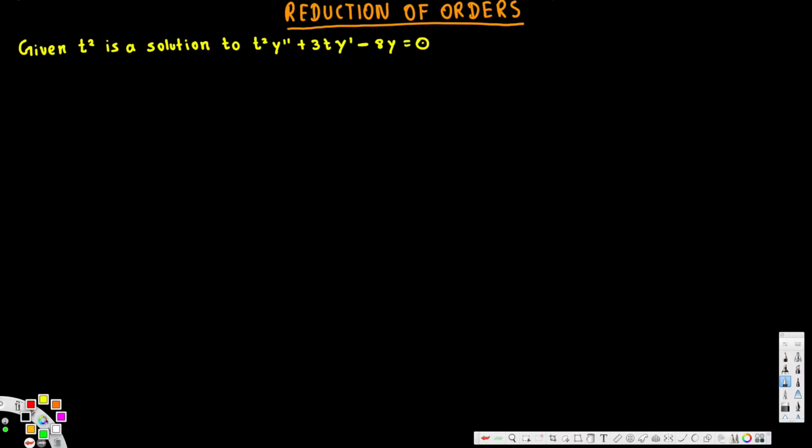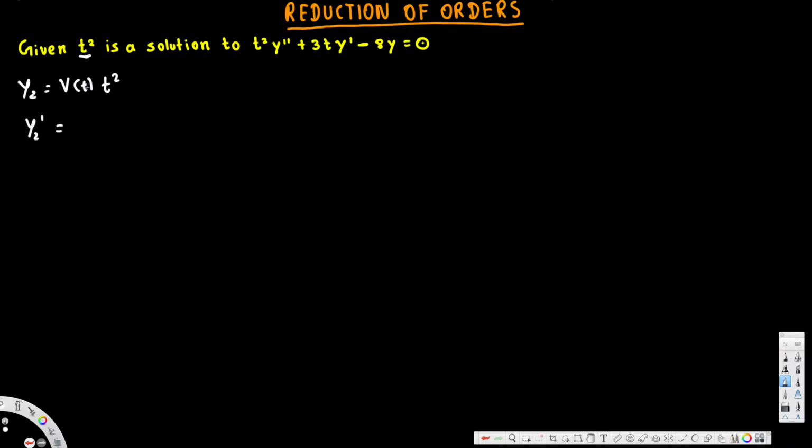To find the other solution, we put the given solution as y2 and multiply it by a function v of t, where v is a function of t, multiplied by t square. The next thing is we have to find y prime and y double prime and apply them in this equation. Let's go ahead and find y prime and y double prime.